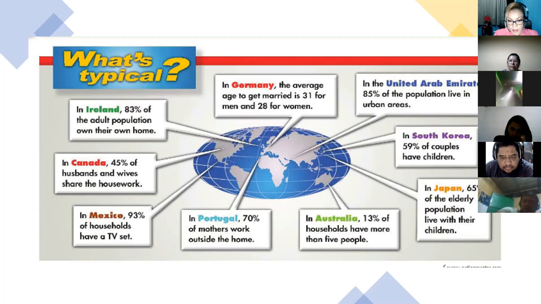In Australia, 13% of households have more than 5 people. Thank you so much. What is the correct pronunciation? Households? That is correct. Household. Okay. What is the meaning? Hogares. Okay. De niños.